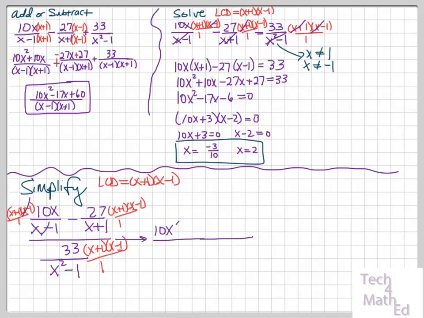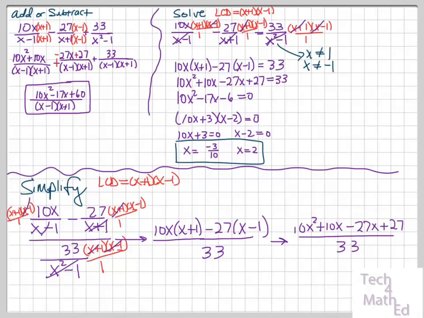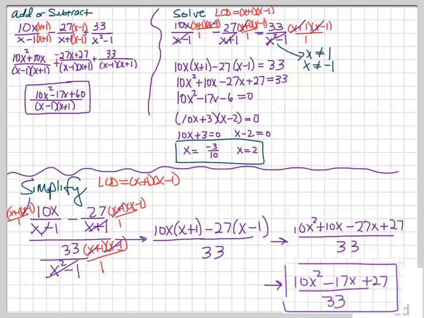So this leaves me with 10x times the quantity x plus 1 minus 27 times the quantity x minus 1 in the numerator, and then in the denominator we just have 33. So next I have to simplify the numerator. We have 10x squared plus 10x minus 27x plus 27, and then it's all over 33. Finally, there's one more step to simplify. Adding my like terms, I just get 10x squared minus 17x plus 27 over 33.